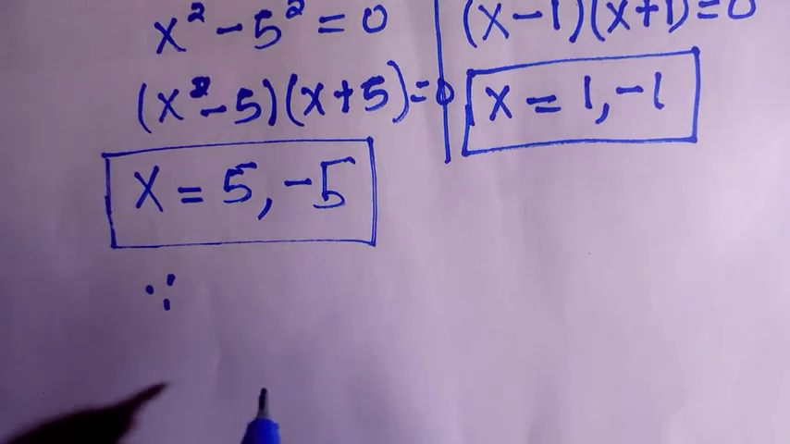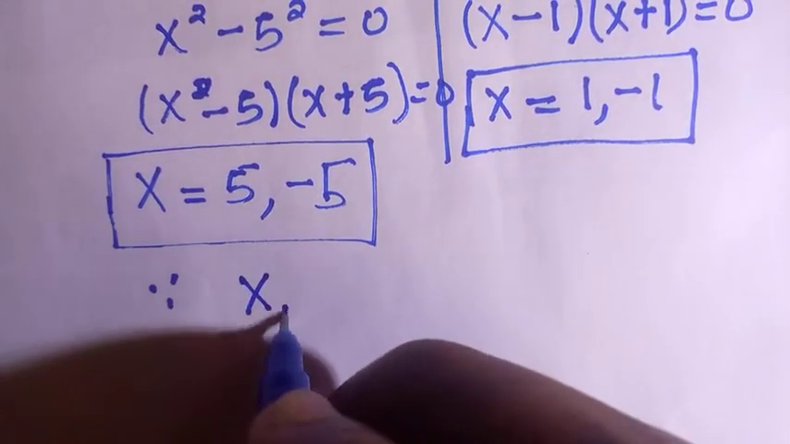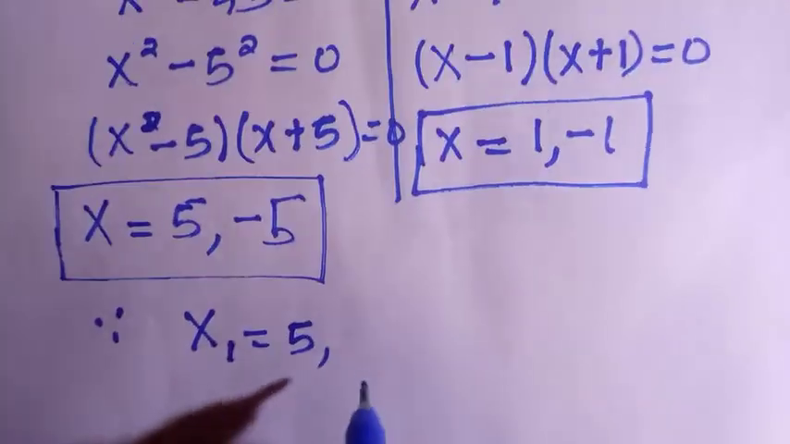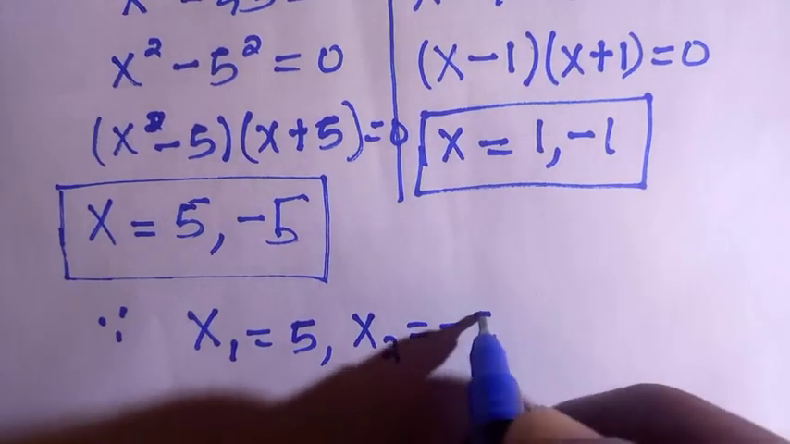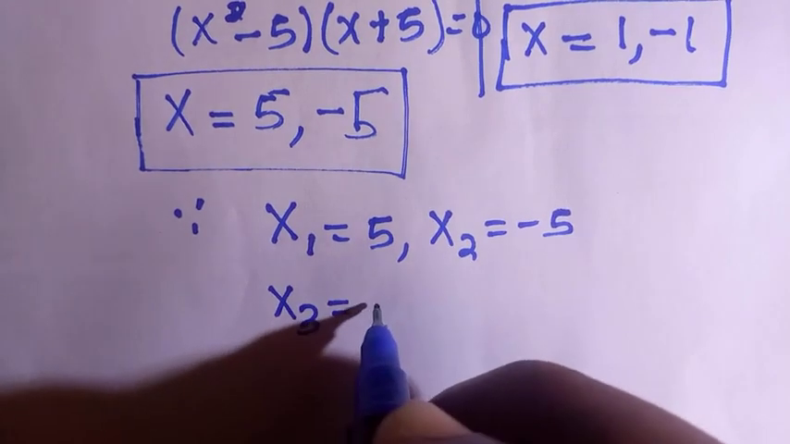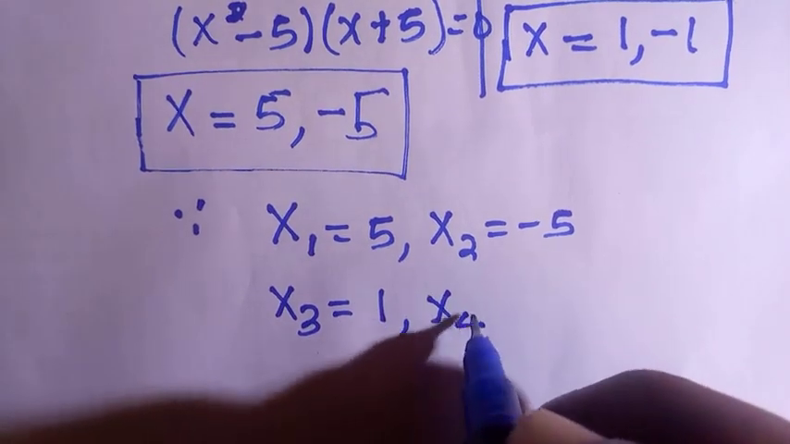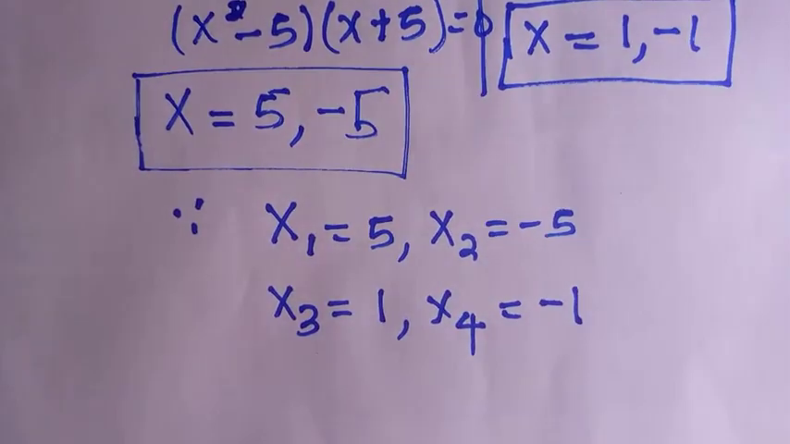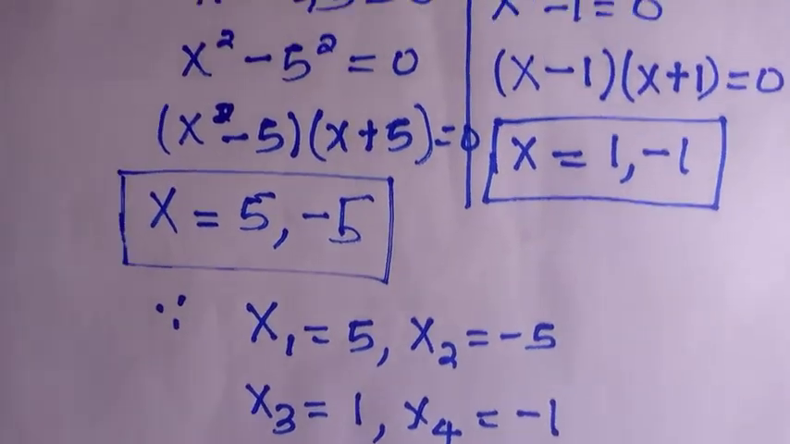Can I put them in a summary: x1 equals 5, x2 is -5, and x3 is 1, while x4 equals -1. And this is how to solve this problem.